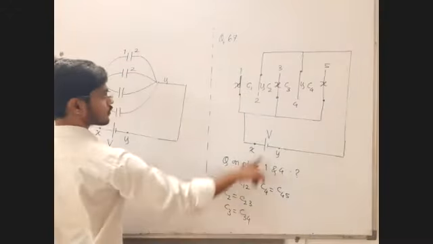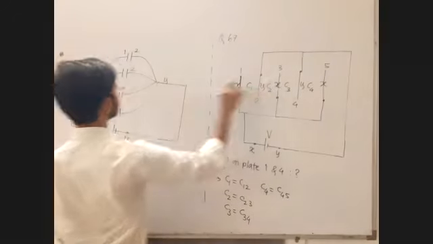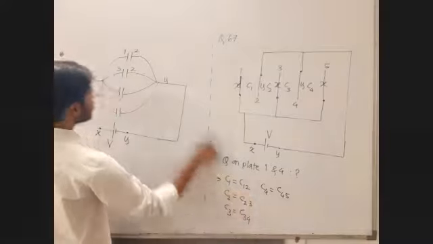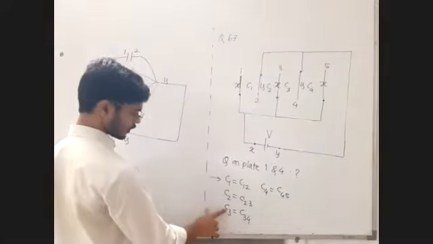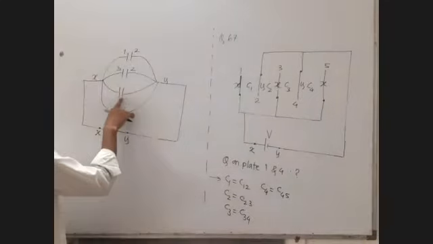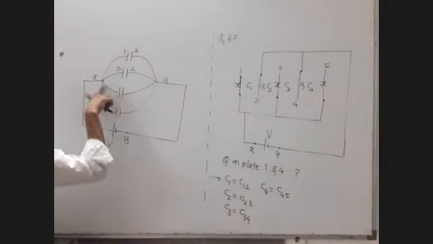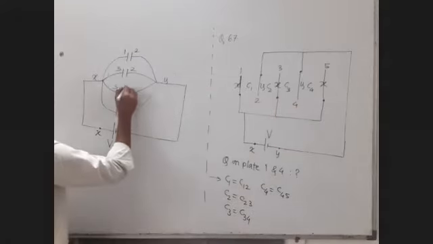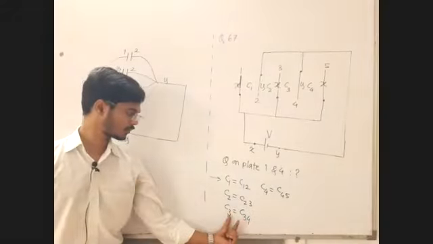Plate 3 is connected to X. So for the second capacitor C23, plate 2 should be here connected to Y and plate 3 should be here connected to X. The third capacitor C3 is in between 3 and 4. Plate 3 is connected to X, so X means 3 and Y means 4. So this is capacitor C34, C3.